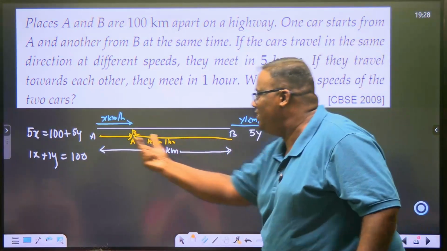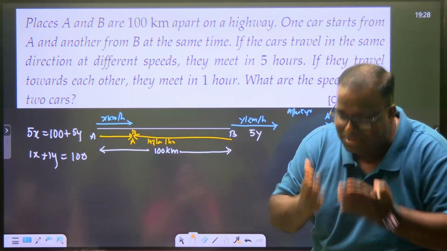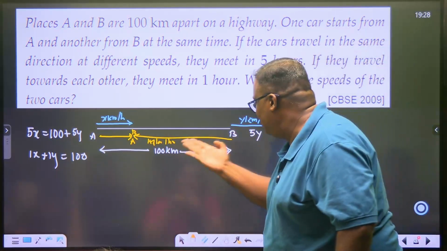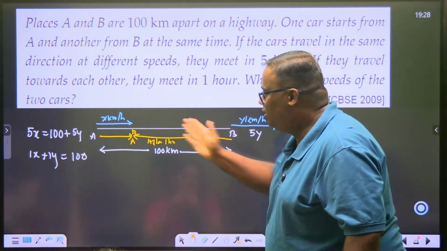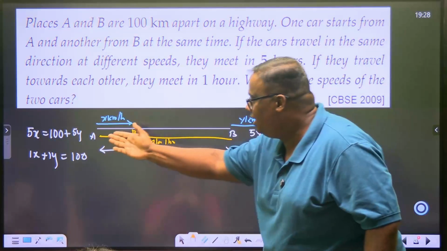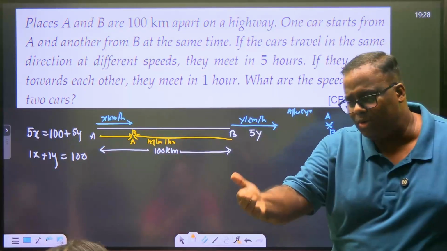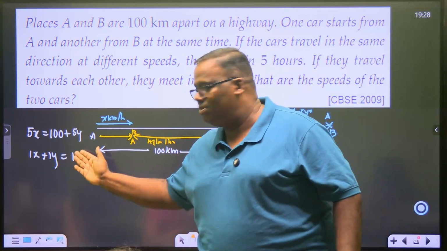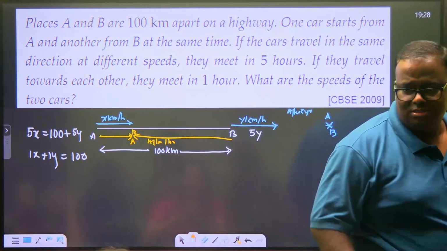So individual distances should add up to 100, no madam? How much did you travel? y into 1 hour. How much did the other person travel? x into 1 hour. So 1x plus 1y should be 100. So solve.